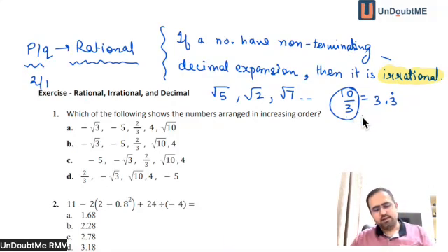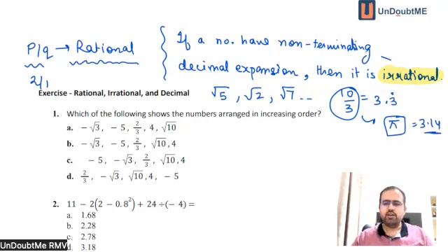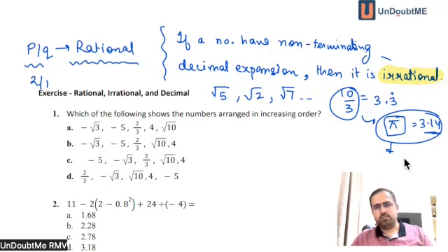One more example. If I talk about pi, do you know the value of pi? It's 3.14, but that is just up to 2 decimal places. When you solve it in a calculator, you will see that it will go on infinitely forever. So pi is also an irrational number. There are many such examples which fall under the irrational category. Is that clear?